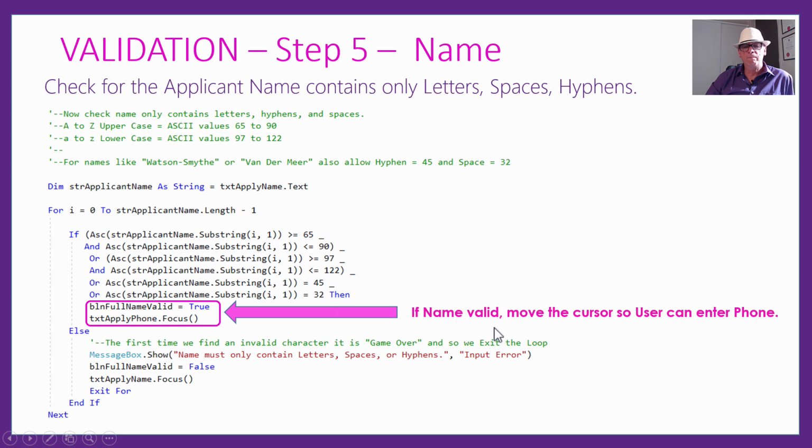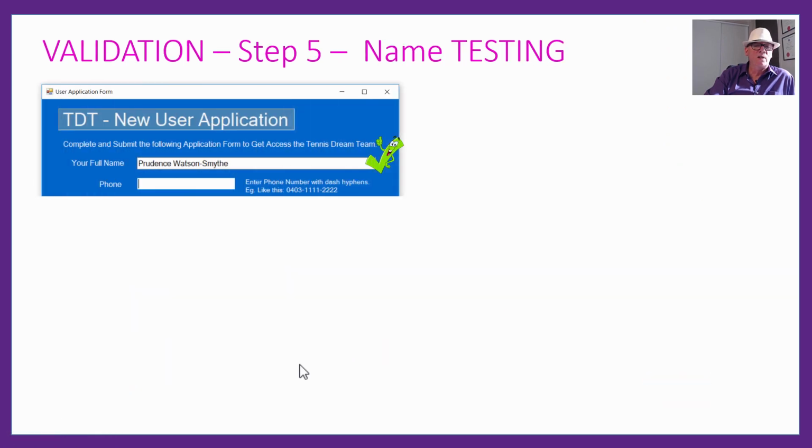And then if the name is valid, we're also going to move the cursor down to the next field on the form, phone, so it's ready to do the phone. But if it's not valid, we're going to keep the cursor focused there, keep the cursor on the form in the name, and give them a message. All right, so that will complete the name, and we just test that out.